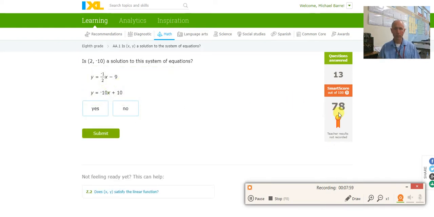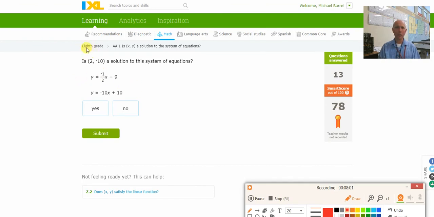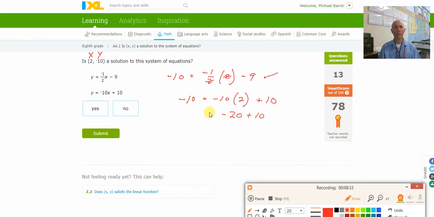Okay, another fraction one. I'll end with this one. So I have x and y. So negative 10 equals negative 1/2 times x. And what is x? 2 minus 9. Okay, these 2's cancel out, so I'm left with negative 1 minus 9. That's negative 10. That worked. So y equals negative 10 equals negative 10 times the x, and the x is 2 plus 10. So negative 10 times 2, this is negative 20 plus 10, and that does equal the negative 10. So this did work, and it is a solution.